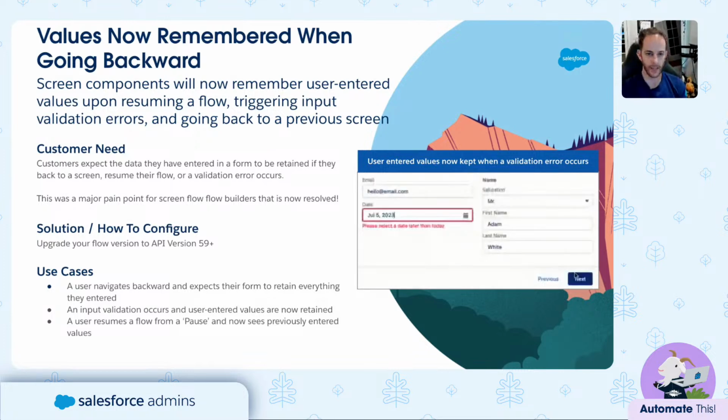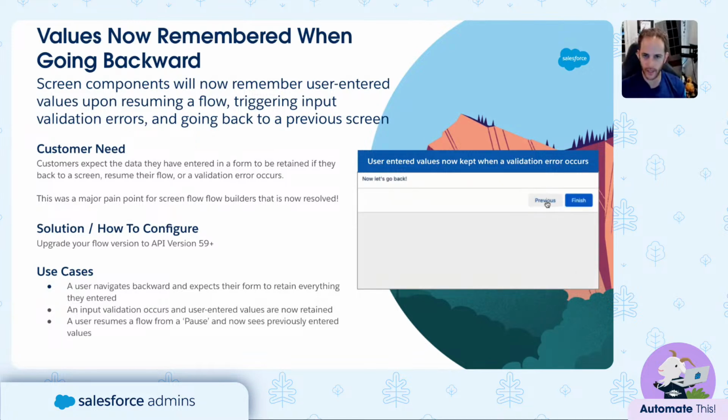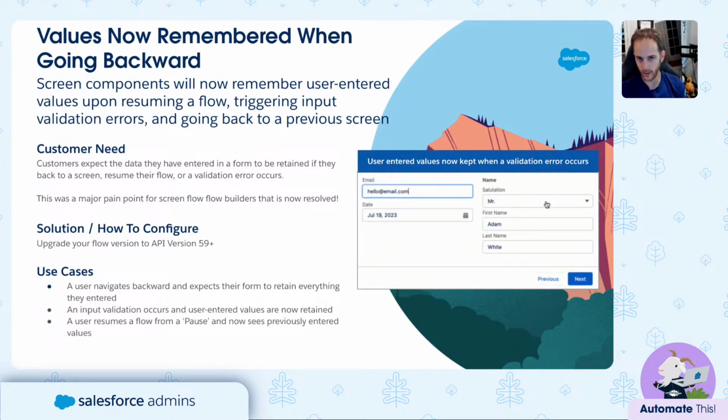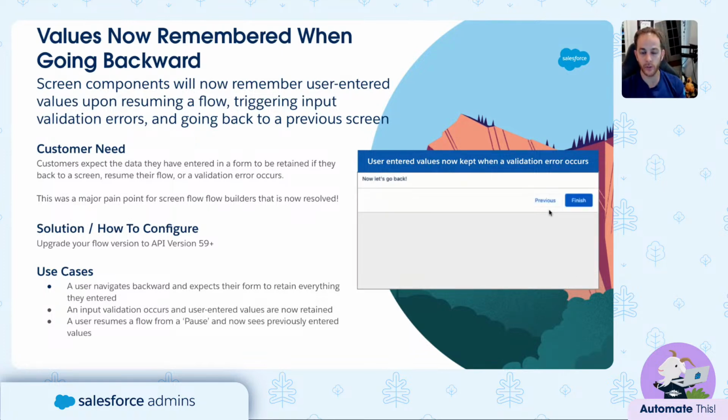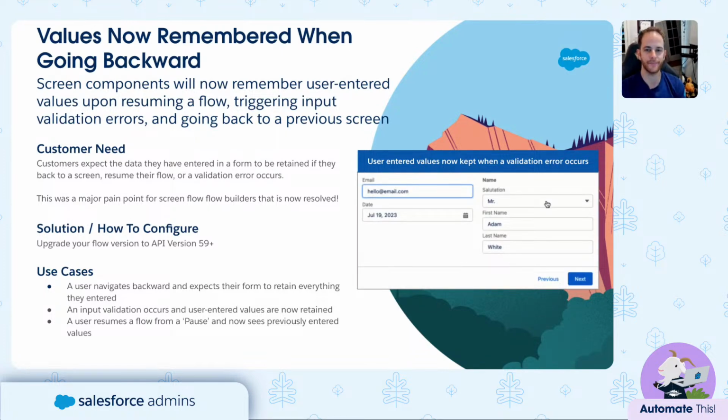And I'm pleased to say this is now fixed, as long as you're running API version 59 and above, which is the API version for Winter 24. Super happy. There were so many workarounds that people were doing for this, and I'm really happy that people will no longer have to do this.